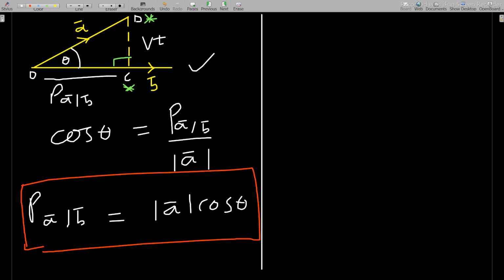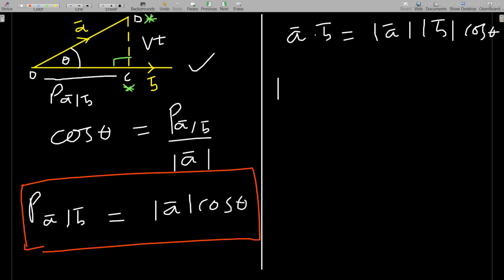But we know that A dot B is always equal to magnitude of A, magnitude of B cos theta. Now let's try to find magnitude of A cos theta on one side and see.